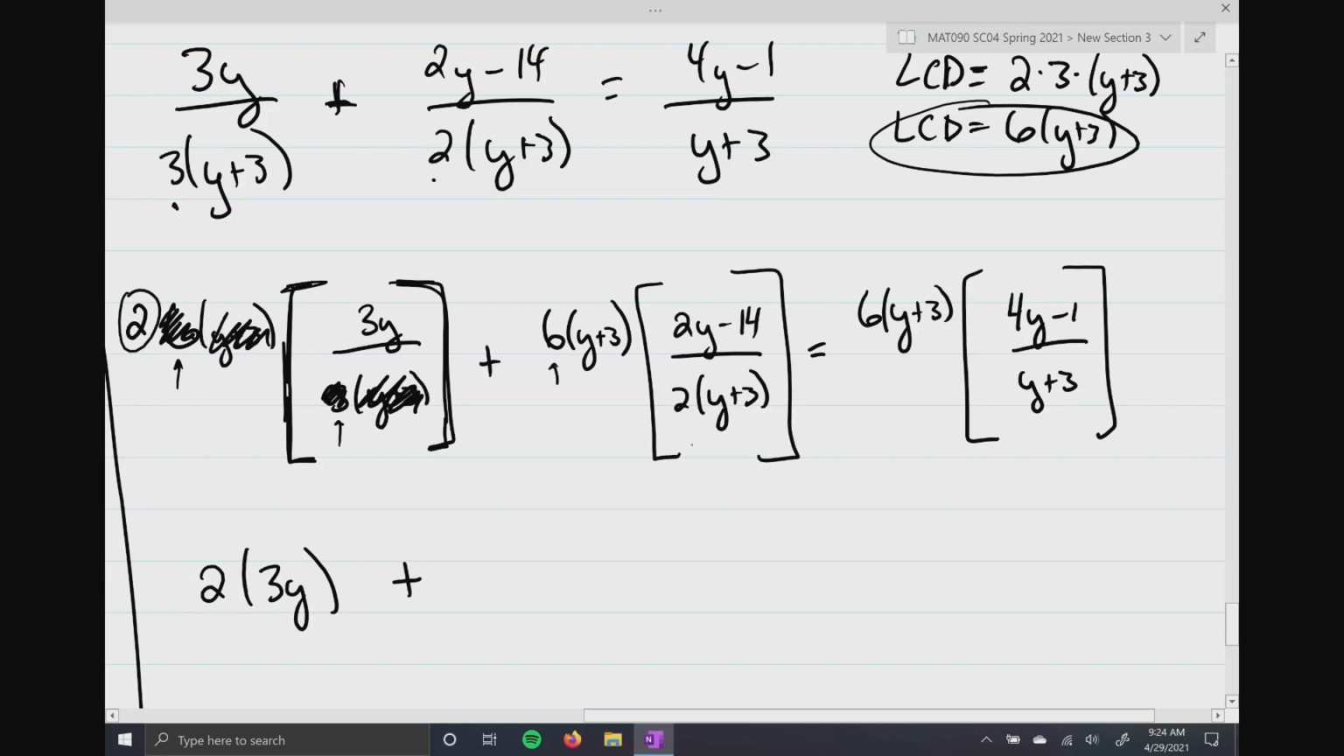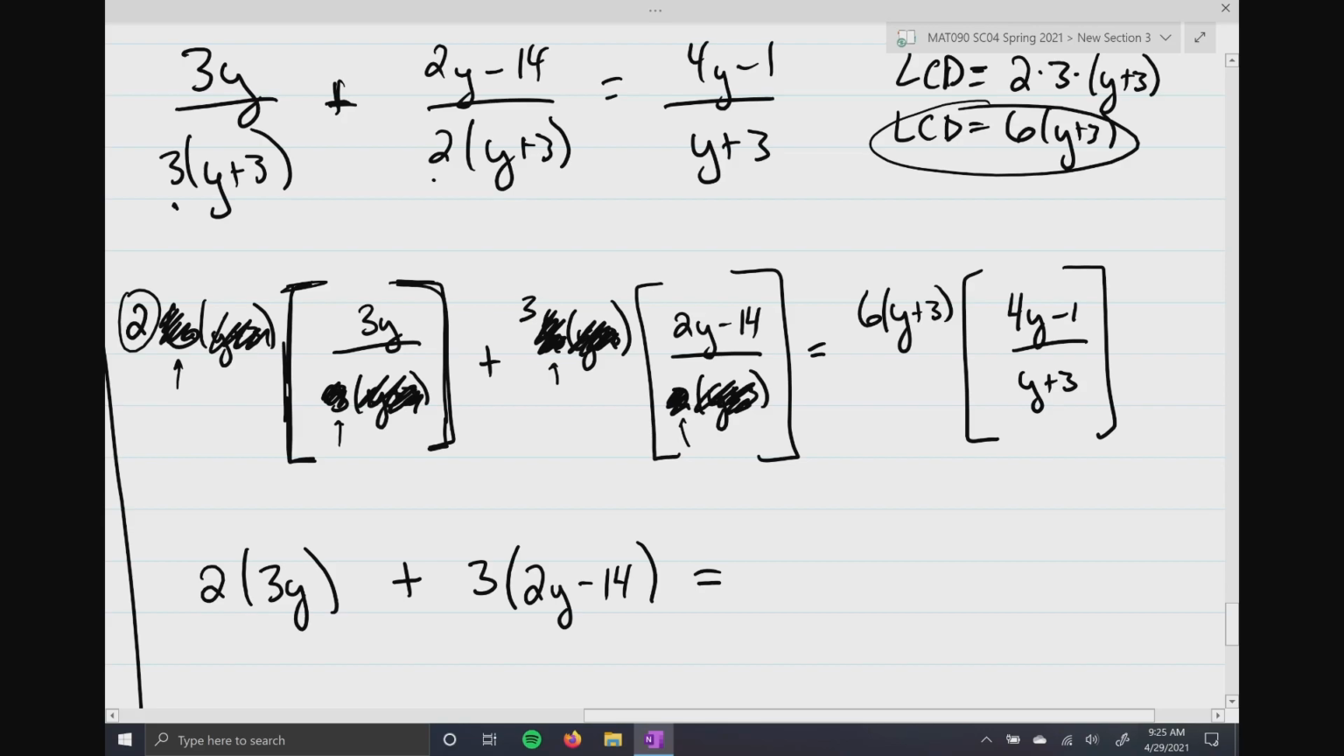Let's look at the 6. Let's look at the 2. What is 6 divided by 2? 3. Love it. So I scratch them out, and I put a 3. Now the y plus 3 and the y plus 3, they reduce. So I'm going to write everything that's left over. 3, parenthesis, 2y minus 14, equals.